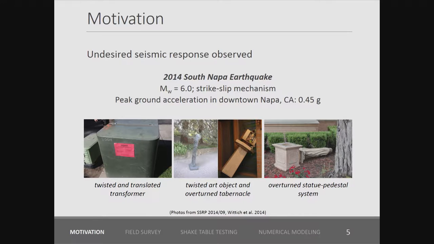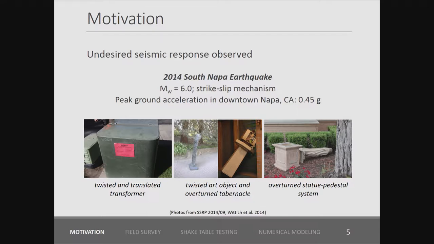A more recent set of examples comes from the 2014 South Napa earthquake, of which I was a member of the post-earthquake reconnaissance team focused on these freestanding structural systems. On the left-hand side is an electrical transformer, which did not overturn or collapse during the earthquake, but rather twisted and translated, causing it to be red tagged. The left central image is a fairly tall and quite asymmetric modern art object. Again, this system did not overturn during the earthquake, but rather it twisted about 30 degrees about the vertical. This is compared to the right central image, which again is quite tall, but fairly symmetric and did overturn during the earthquake, causing damage to the surrounding walls and windows.